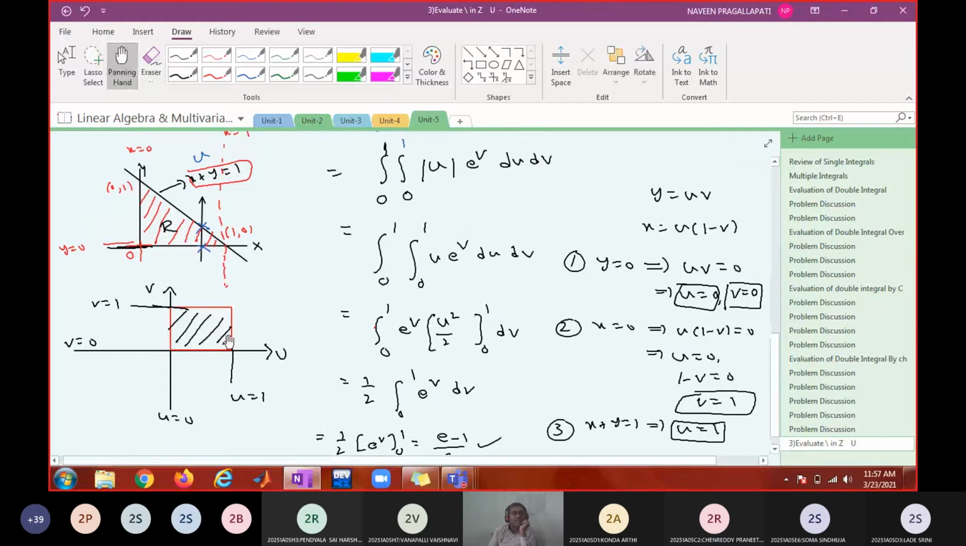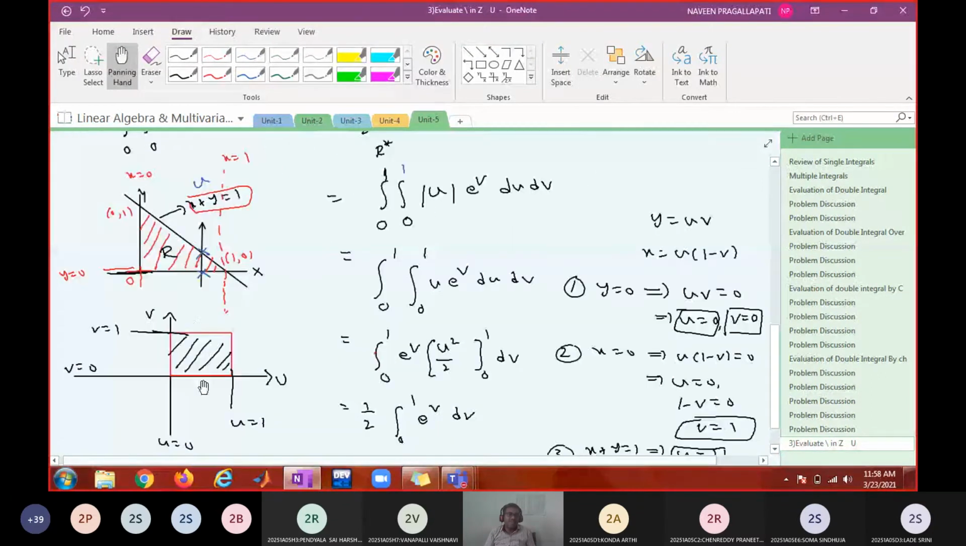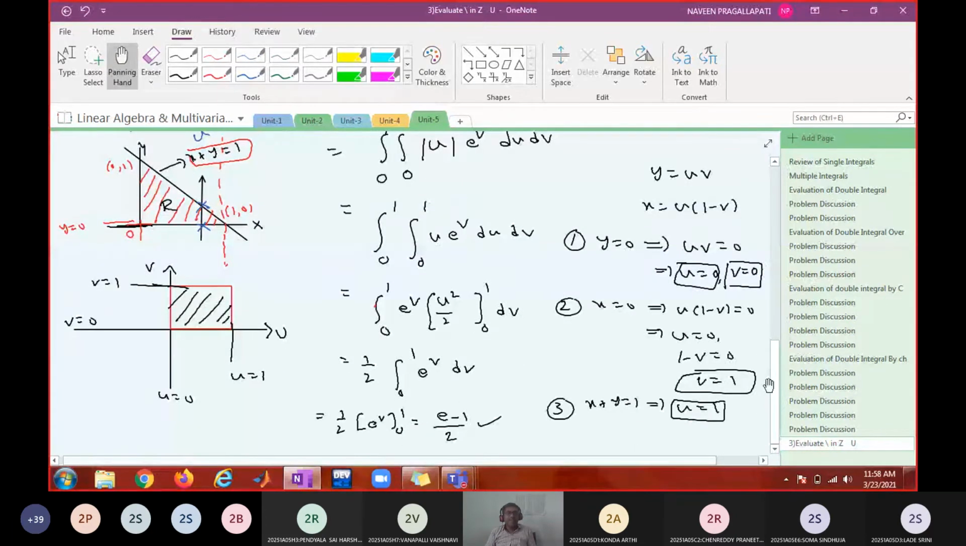So unless you identify the image of the region in the UV plane, it is not possible to write the limits of integration in the UV coordinate system. In the previous two problems, the substitution was easy to guess, and that itself gave us rectangular regions in the UV coordinate planes. Whereas here, the substitution itself was difficult to guess, and the images were also not straightforward. So sometimes you may have to think for a while to get the image of the region.